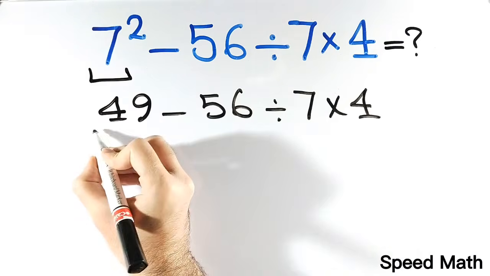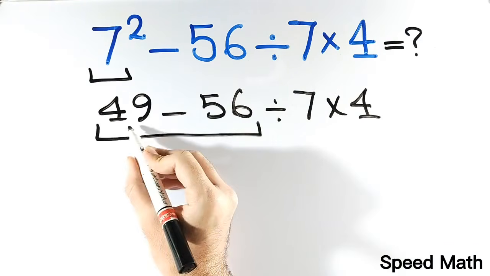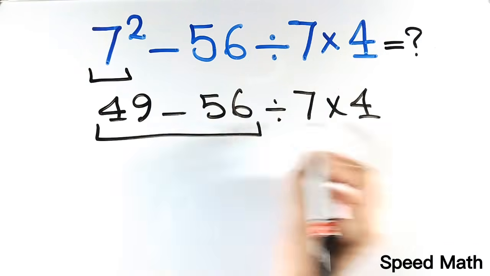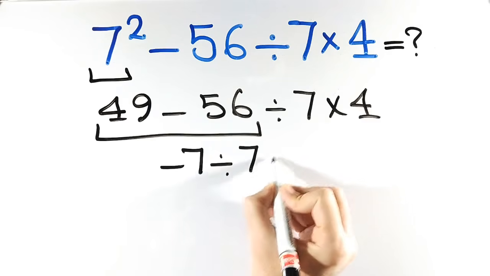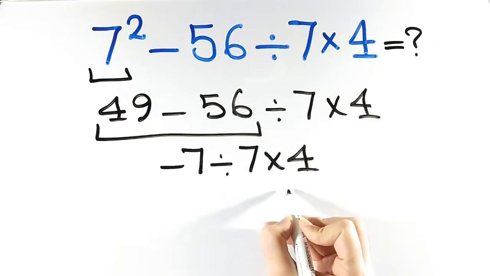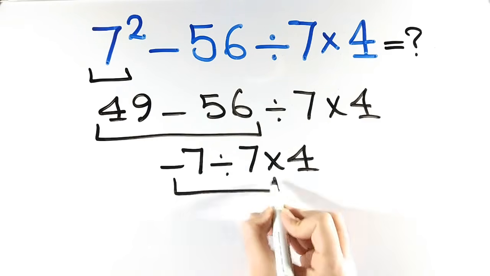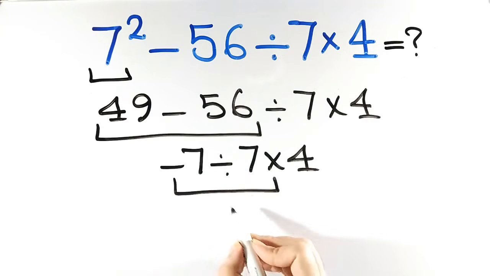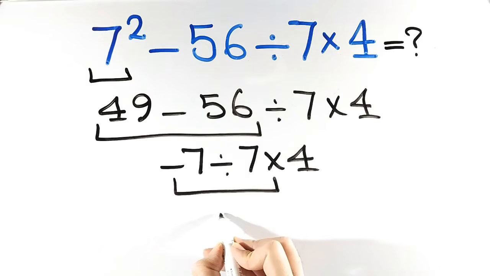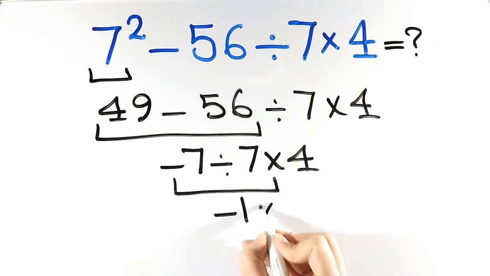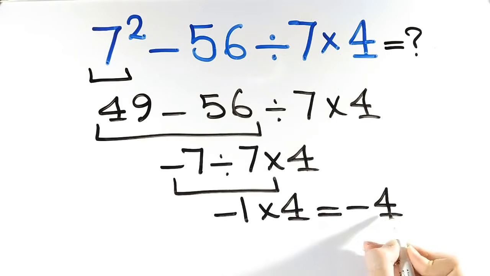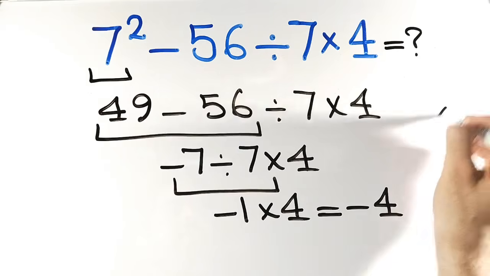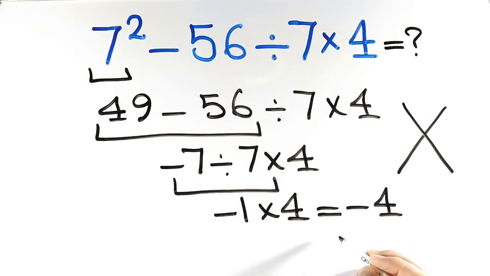In the next step, they go for the subtraction between 49 and 56, and write this expression as negative 7 divided by 7 multiplied by 4. Then they go for the division between negative 7 and 7, and instead of this expression, they write negative 1 multiplied by 4, which finally gives them the answer negative 4. However, this answer is actually incorrect.